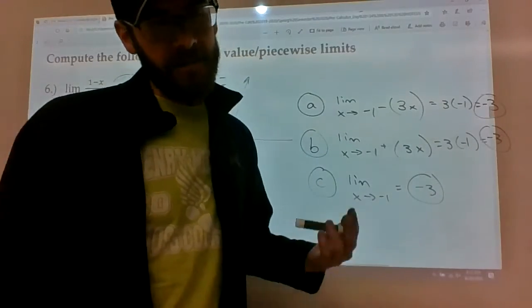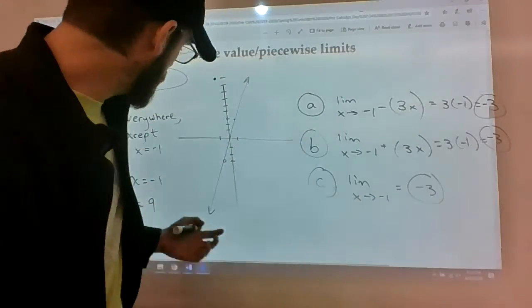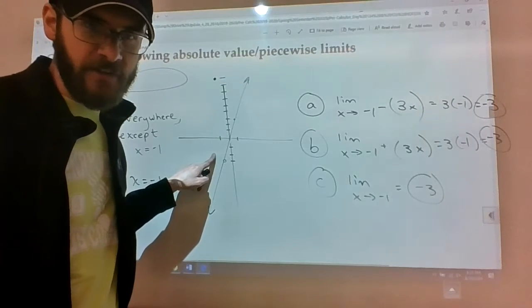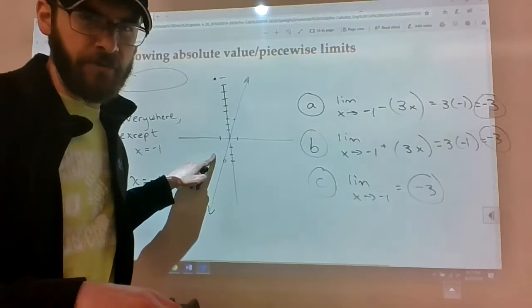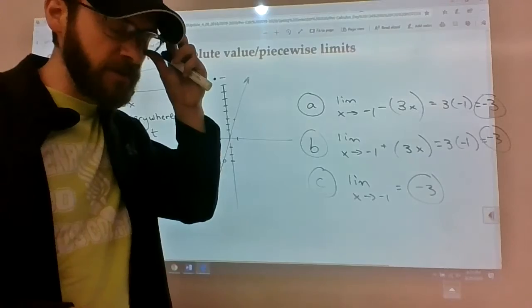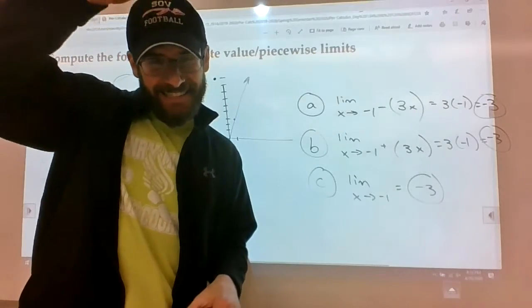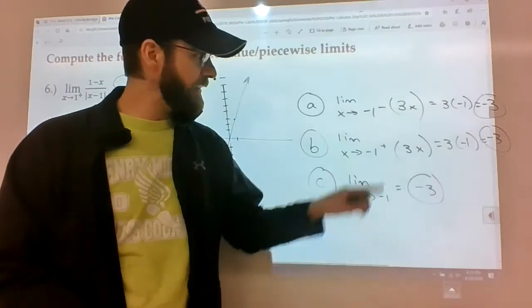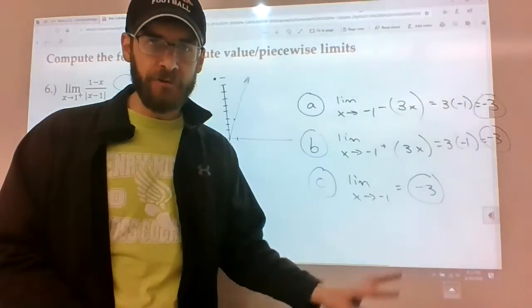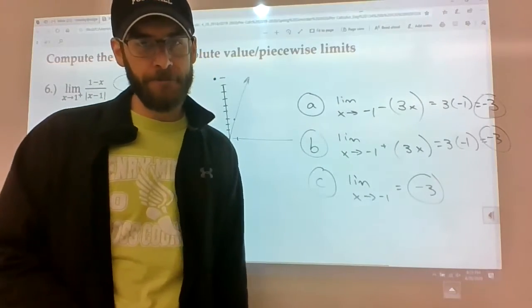All right, now keep in mind that we didn't have to graph this to figure out that last example on the notes. All you had to recognize was the function that's not equal at a certain point is the function that we use every time from the left or the right.